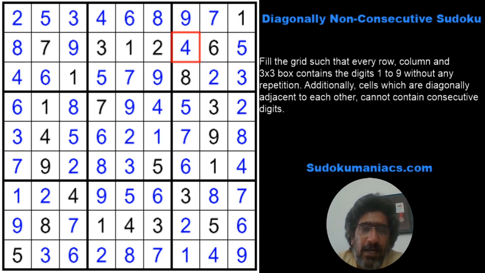So in a diagonally non-consecutive Sudoku, we have to focus hard. And believe me, putting in pencil marks will be really, really helpful here. Because it's very hard to visualize the consecutive digits in diagonally adjacent cells. And you'll end up having a lot of such pairs popping up on the screen to solve it. So do go ahead and try this puzzle out on your own.